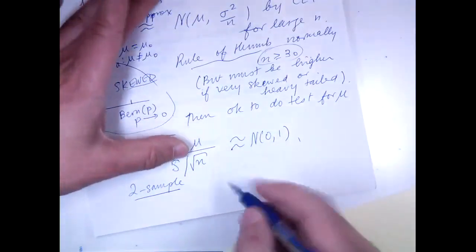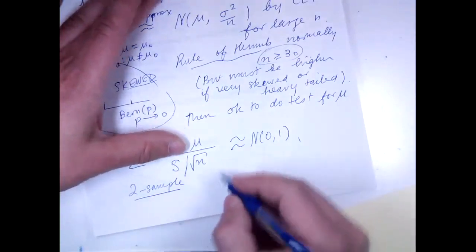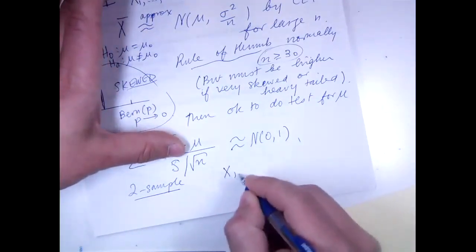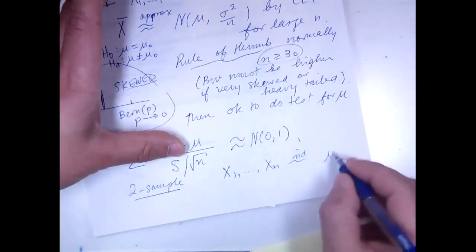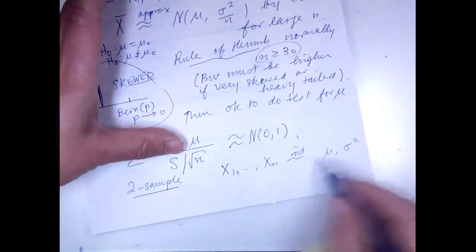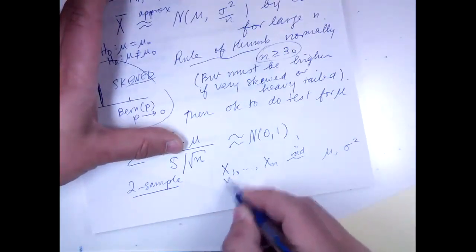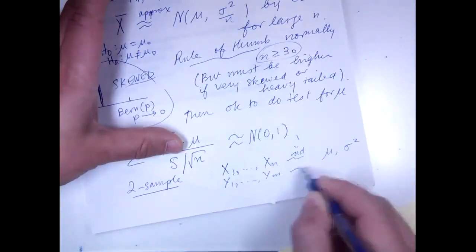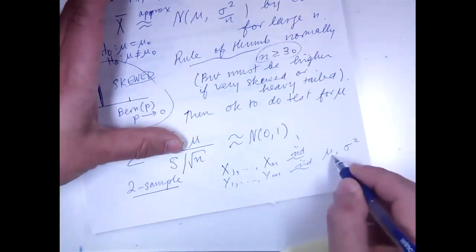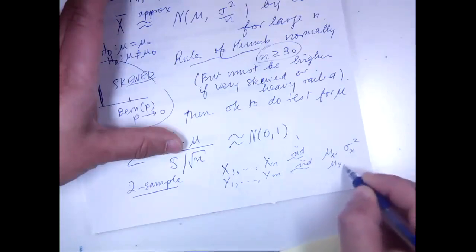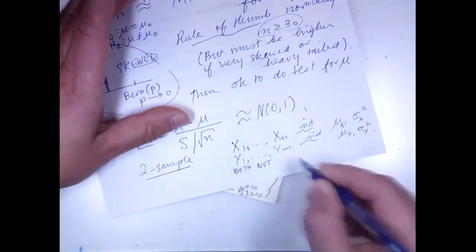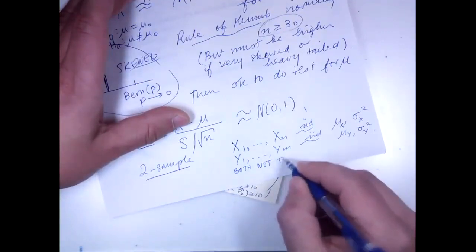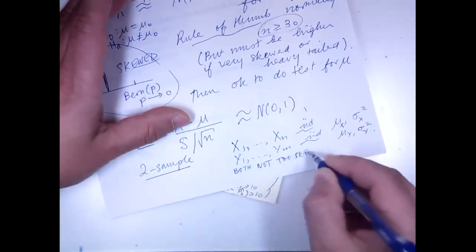Once again, you can even do different variances here so long as you have large sample size. x1 up to xn, they're IID, and not normal, I'll just say mu and sigma squared, so notably not normal assumed here, and y1 to ym, IID, let's say mu x, sigma squared x, and mu y, sigma squared y. Okay, so it's very important that both of these, and you can sort of check by observation mostly, are both not too skewed or heavy-tailed.